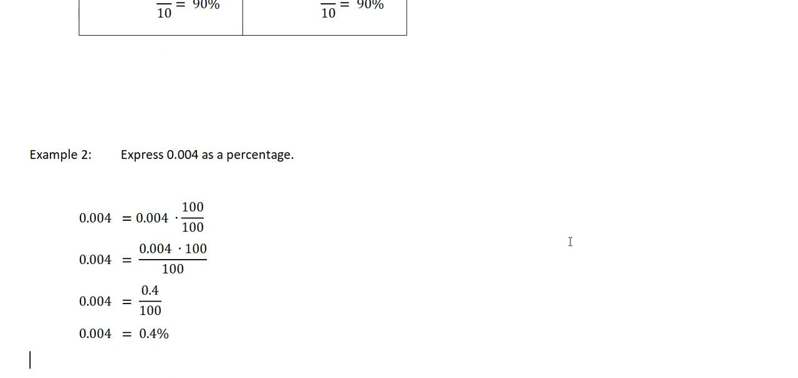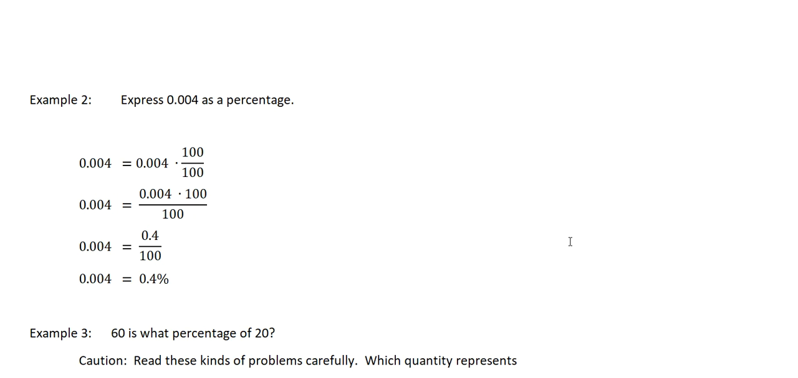Let's express 0.004 as a percent. Now the reason I picked this particular value is because there's a very common error. There's a dropping of a decimal place that sometimes occurs. So let's go ahead and run through this and show you where that happens so that you can avoid it yourself.